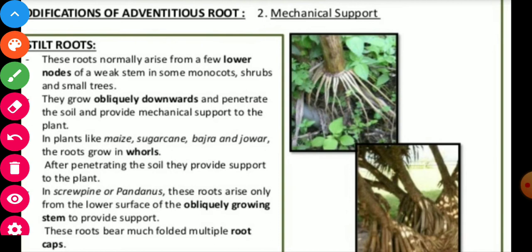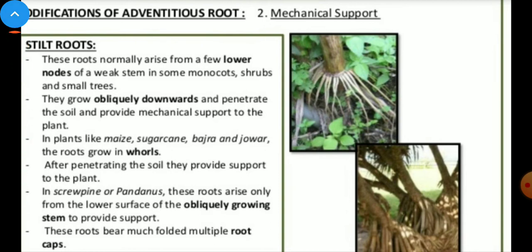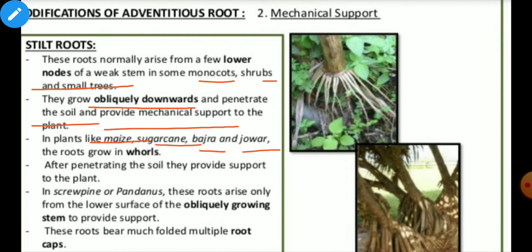Now stilt roots. These roots normally arise from the few lower nodes of weak stem in some monocots, shrubs and small trees. They grow obliquely downward and penetrate the soil and provide mechanical support to the plant. So in maize, sugarcane, bajra, jowar, you can see these roots are found like this, and these are the stilt roots which help the plant to support.